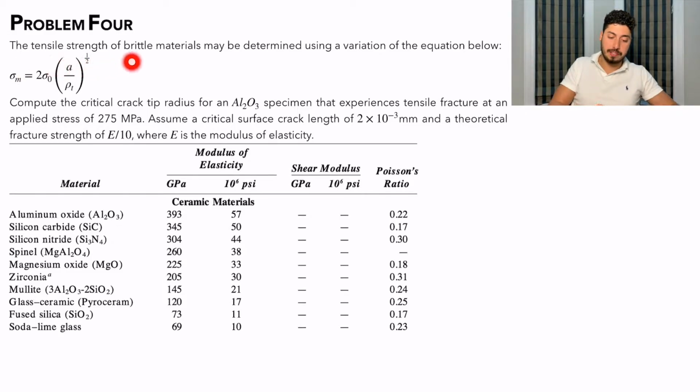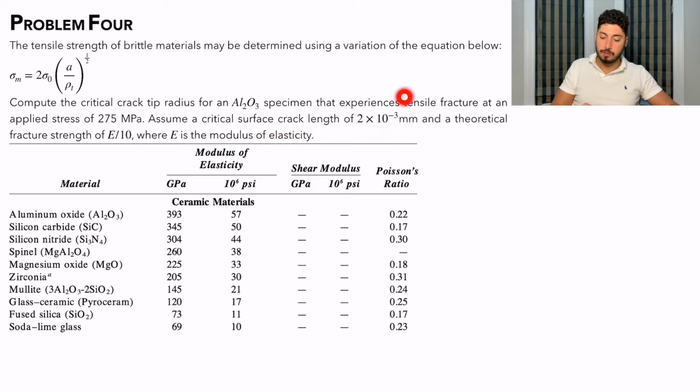Problem 4 says the tensile strength of brittle materials may be determined using a variation of the equation below. The equation below reads as follows. The fracture strength of a brittle material is equal to 2 times the applied stress multiplied by a, which is the critical surface crack length, divided by rho t, which is the critical crack tip radius, all to the power of 1/2. So the problem says compute the critical crack tip radius for an aluminum oxide specimen that experiences tensile fracture at an applied stress of 275 megapascals.